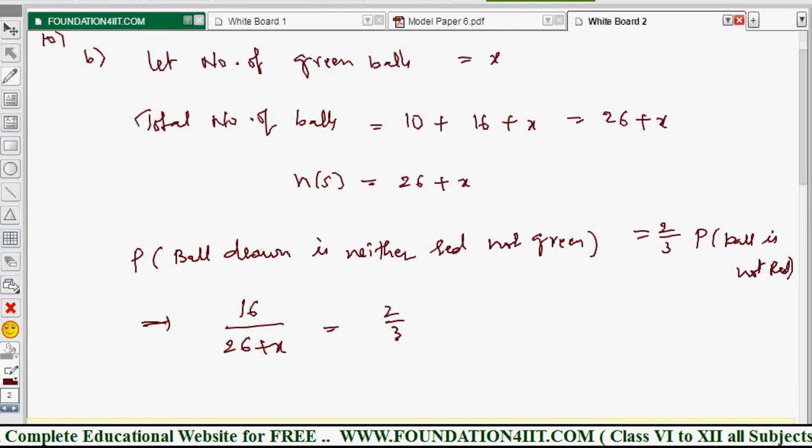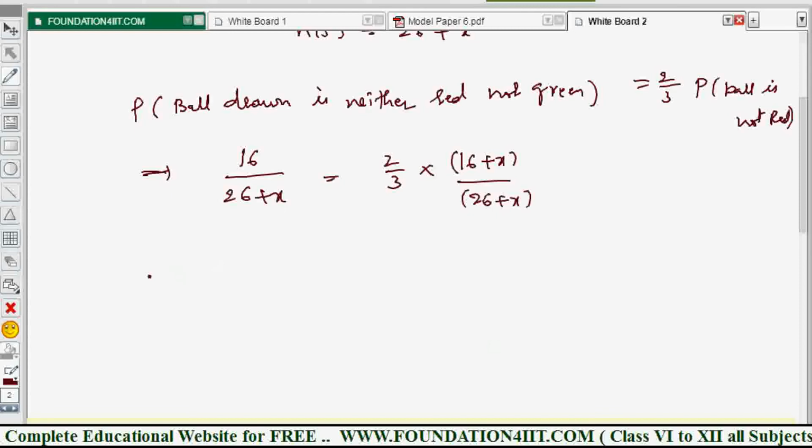The probability of white is equal to 2 by 3 of the probability that the ball is not red. Not red means the remaining balls, so the 10 red balls you should not count. The remaining is 16 plus x, over 26 plus x, which is the total number of balls. This we can simplify to get the value of x.